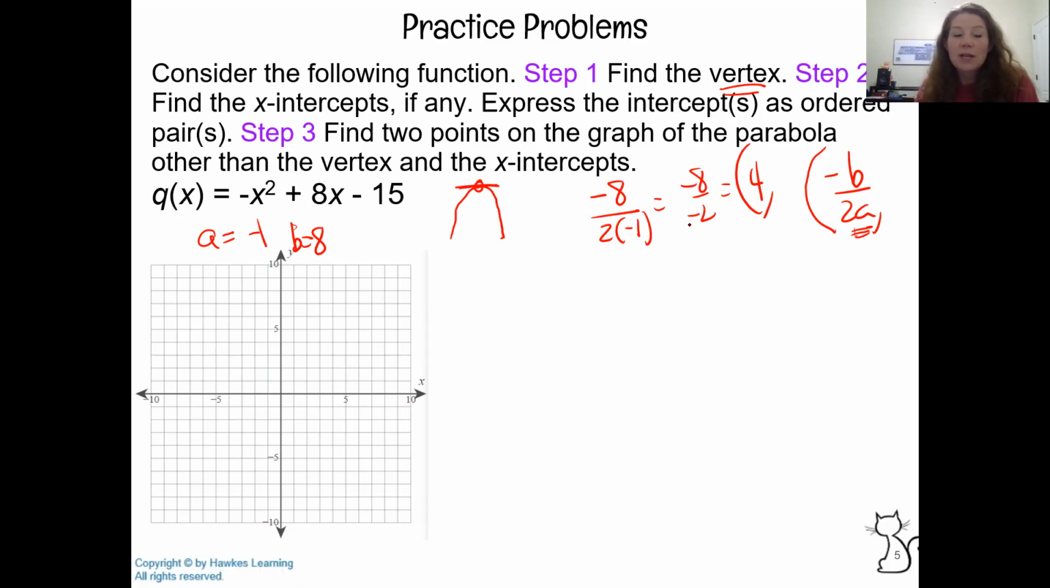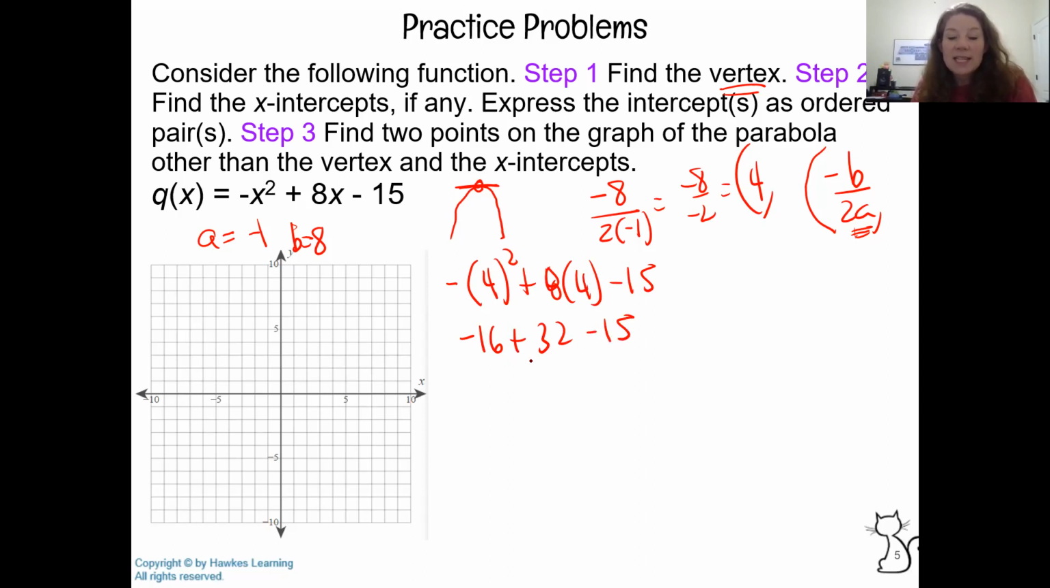So to get our y value, we're going to plug in 4 for x. So minus 4 squared plus 8 times 4 minus 15. So the opposite of 4 squared is -16 plus 32 minus 15. Well, -16 plus 32 is 16, and 16 minus 15 is 1. So this is our vertex. We're going to go right 4, 1, 2, 3, 4, up 1.